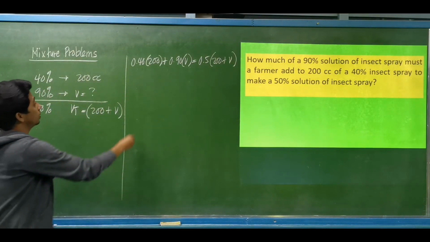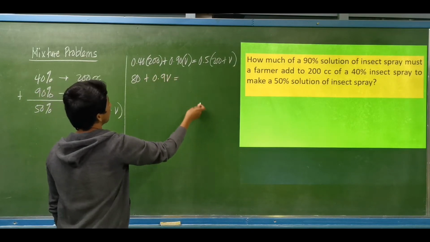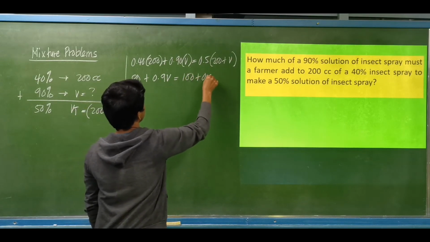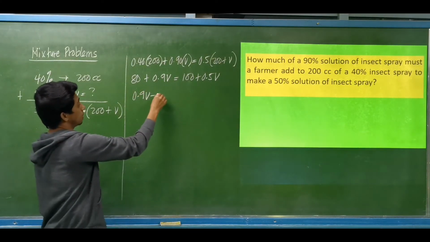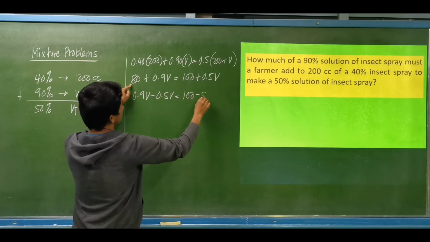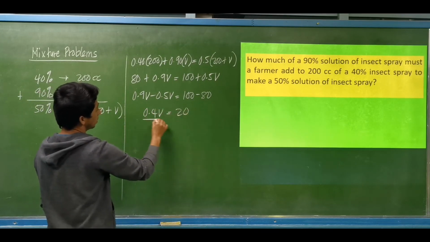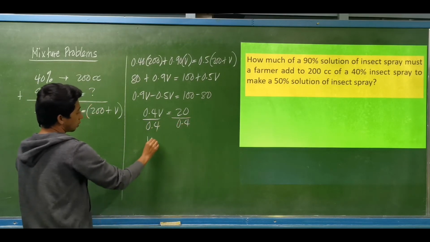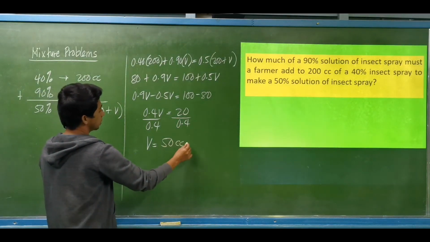So what is 0.4 of 200? This is 80, plus 0.9 of the volume, equal to 0.5 of 200, which is 100, plus 0.5 of the volume. Then transpose: 0.9 of B minus 0.5 of B is equal to 100 minus 80. So we have 0.4 of the volume equal to 20. Dividing both sides of the equation by 0.4, the volume required is 20 over 0.4, which is 50 cubic centimeters.